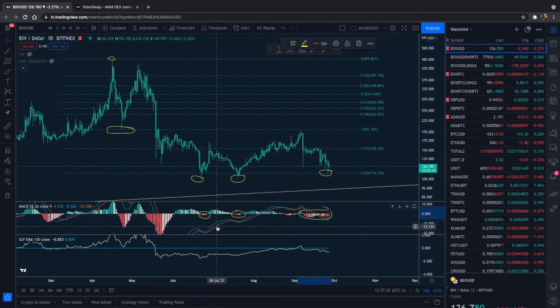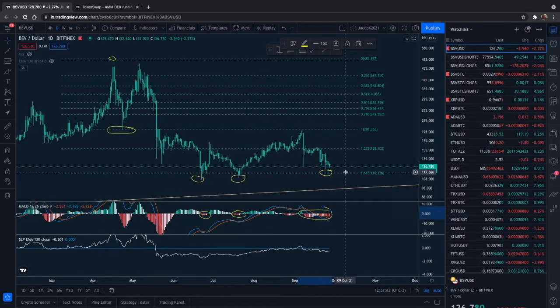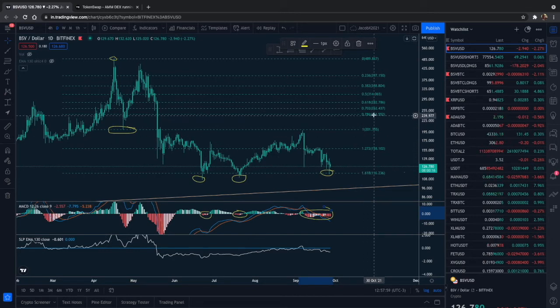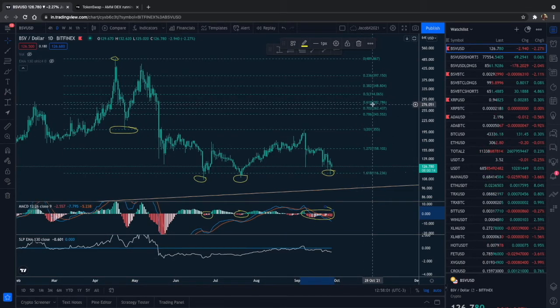But the moving averages have shifted downwards, right? I'm not worried, even if it goes lower, even if it goes to 100 or whatnot. I think it's just accumulating. And once it goes to the upside, 250, 300, 400, we're all going to be laughing if we accumulated down here. And you can also look at the slope of the EMA that I have for the 130.